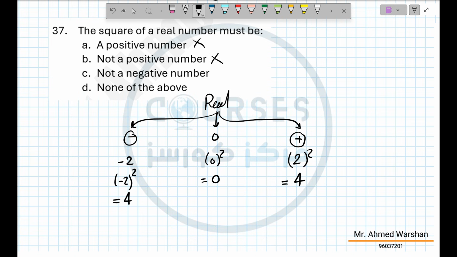Not a negative number? Yes, because this is not negative, this is not negative, and this is not negative. So the answer is C.